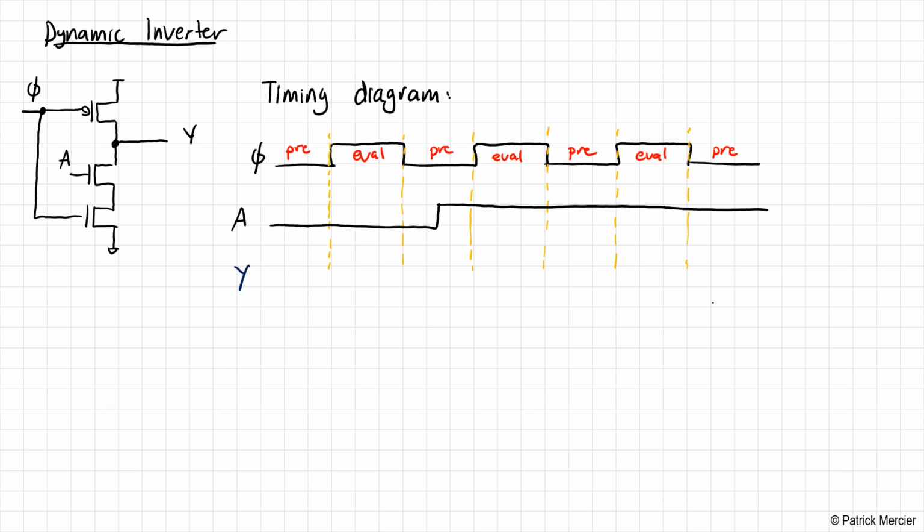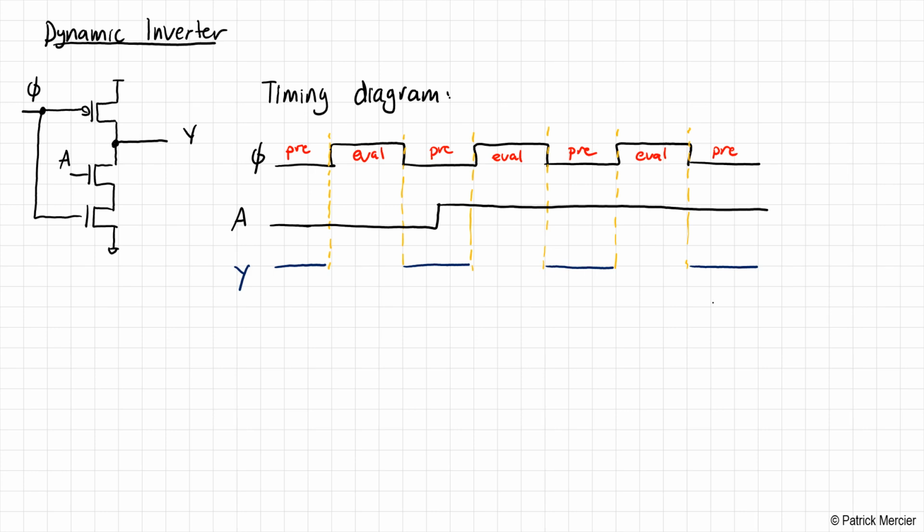All right, so one thing we can do, because I've indicated where the pre-charge phases are, we can just directly draw in the pre-charge results. We know during the pre-charge phase, Y should be equal to logic 1. So we can just directly draw that in. All right. Now, all we have to do is fill in what happens during the evaluate phase.